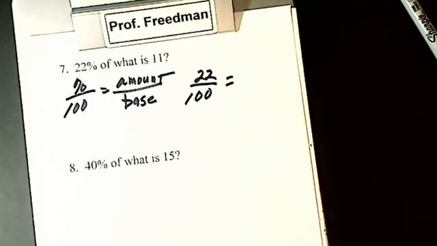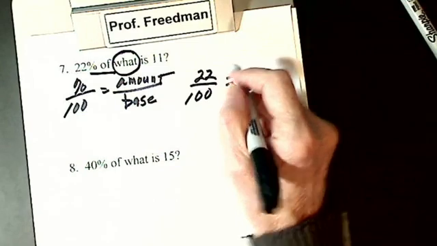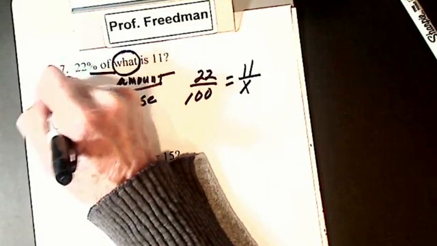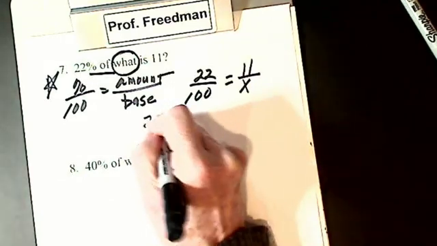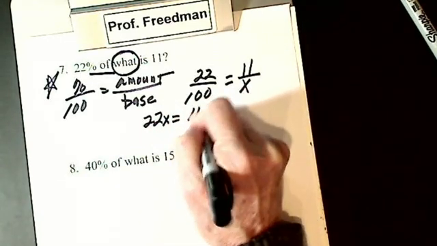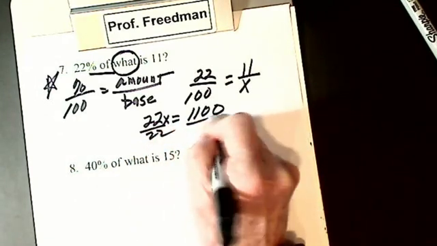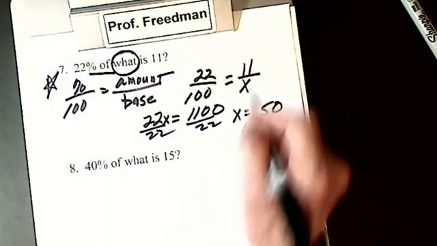22% of what is 11? So is 11 my base? No. After percent of, it says what? That's my unknown, my question. So my x goes here, my 11 goes here. And this is the one people get wrong all the time. Then I just do my thing, my cross products. 22x equals 11 times 100 is 1100. Then I just divide by 22. So x is going to be 50.